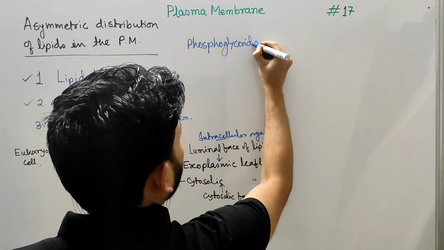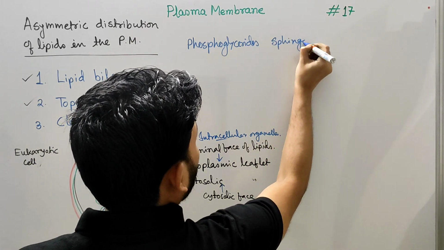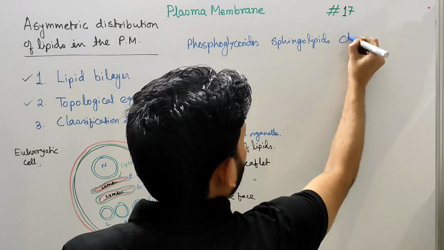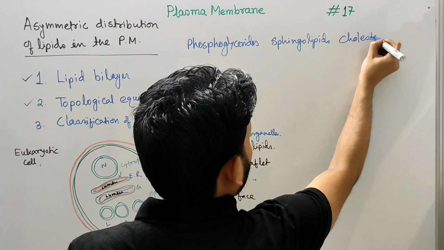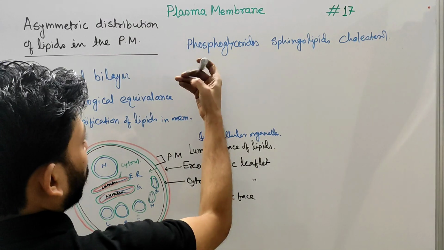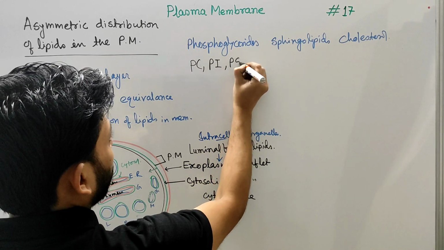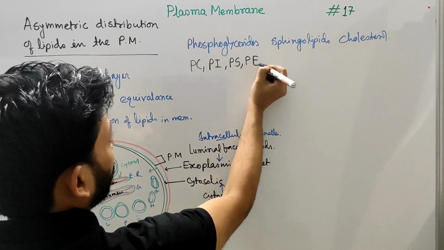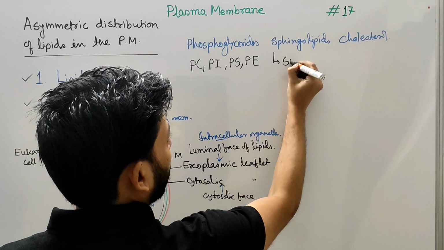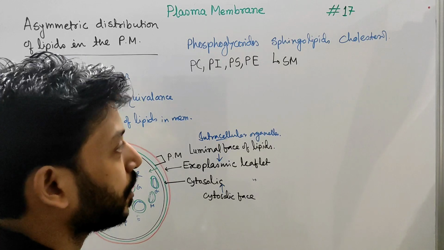Another is called glycerides, and this is called sphingolipids. And another is called cholesterol. Under the phosphoglycerides, there are major phosphoglycerides like phosphatidylcholine, phosphatidylinositol, phosphatidylserine, phosphatidylethanolamine, etc. Under the sphingolipids, there is sphingomyelin. I have already made a separate video on this, so I am just briefing all these points.